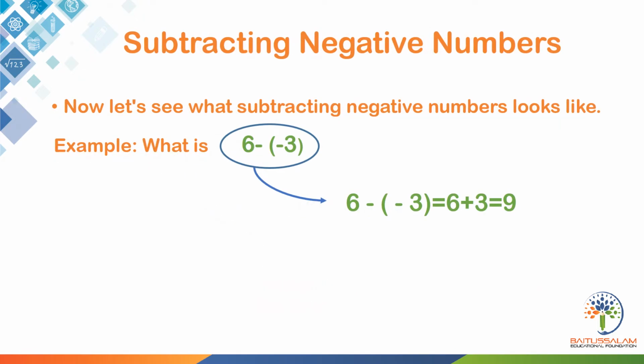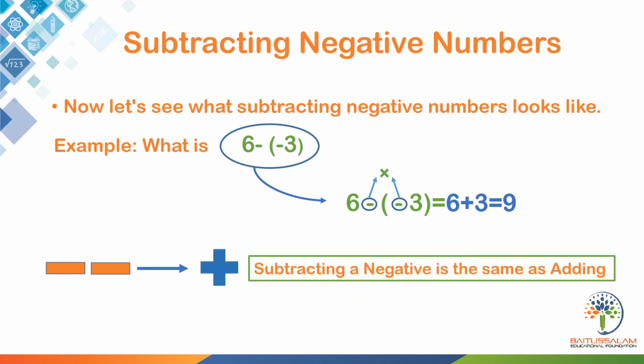Subtracting negative numbers. Now let's see what subtracting negative numbers looks like. For instance, if we want to subtract 6 and -3, both the minus signs would multiply and change into plus. Then it would change into simple addition, as it becomes 6 plus 3 equals 9. Thus, subtracting a negative is the same as adding.